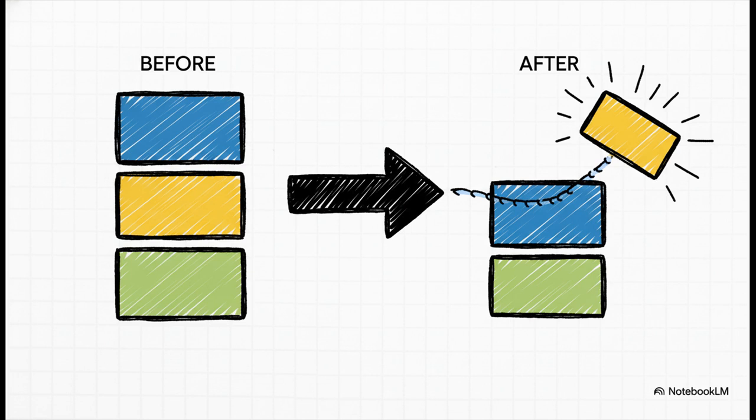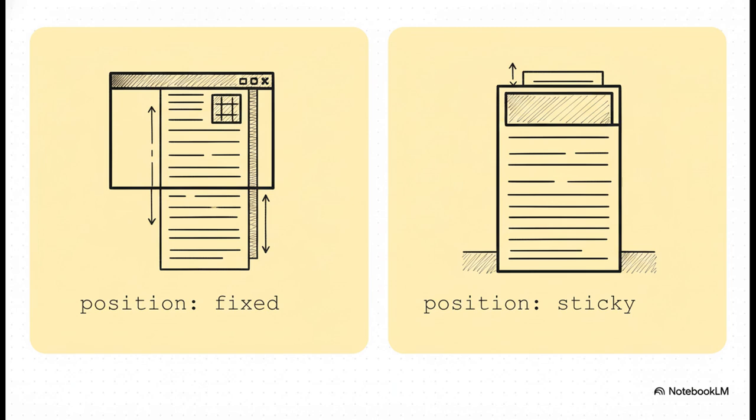The space it used to take up just vanishes, and all the other content reflows to fill the void. Its new anchor point becomes its nearest ancestor that also has a position set on it. If it can't find one, it'll just be positioned relative to the whole page. Now this slide shows the difference between fixed and sticky perfectly.